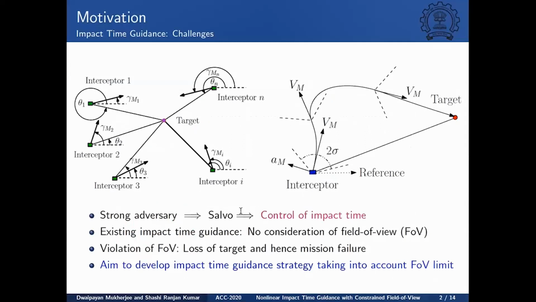So why is this work important? First of all, in realistic scenarios, you might often be required to take down a very powerful adversary using very small interceptors. So the need for simultaneous interception becomes very important. That is a salvo attack. So you need a tight control over the impact time.